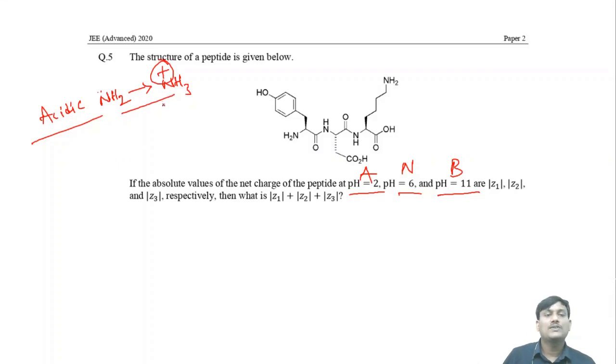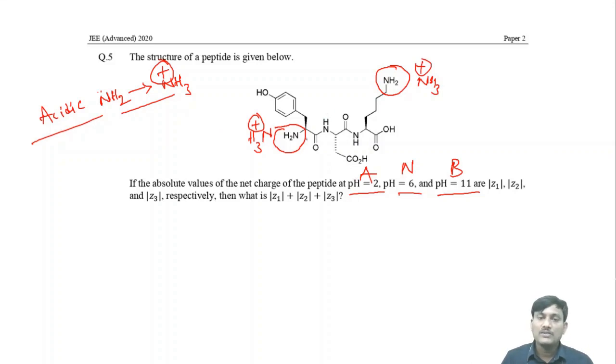Good, in presence of H+. So here, how many NH2 groups are there? This is one NH2 group, and this one is another NH2 group. This one converts into NH3+ in acidic medium. This one also converts into NH3+. So finally, what is the charge?